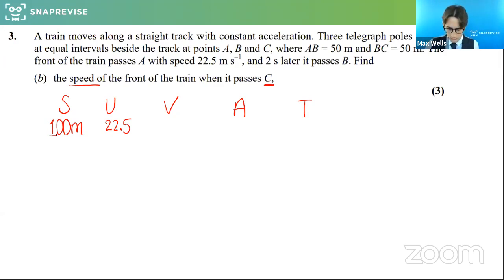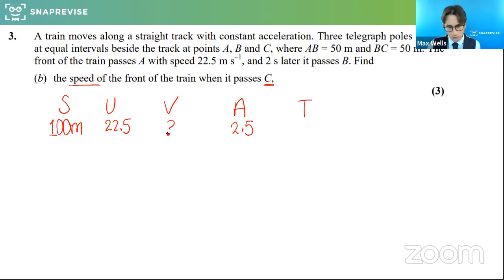Brilliant. U is 22.5, lovely. A is going to be the value we just found. So what was that? That was 2.5, wasn't it? So A is 2.5. And what are we looking for this time? Well, we don't really care about the time that it passes C. We care about what its speed is doing, the final velocity.